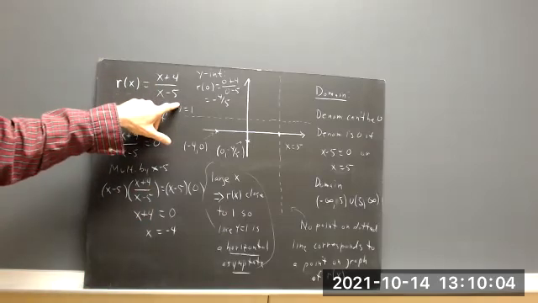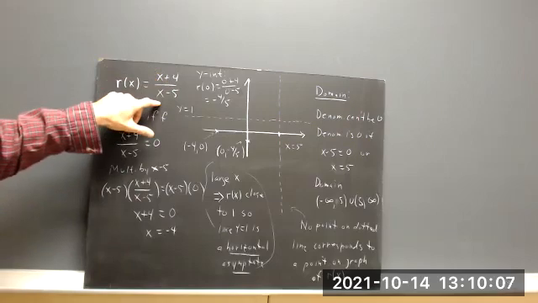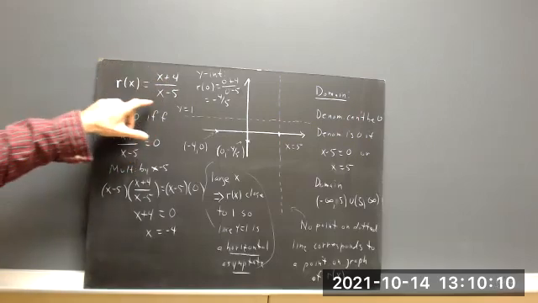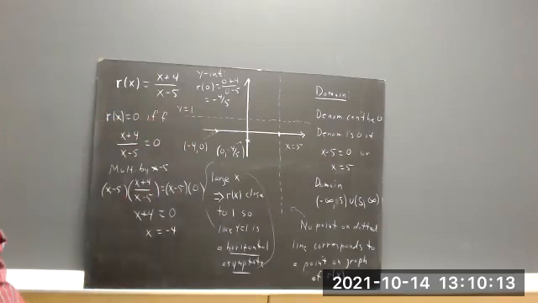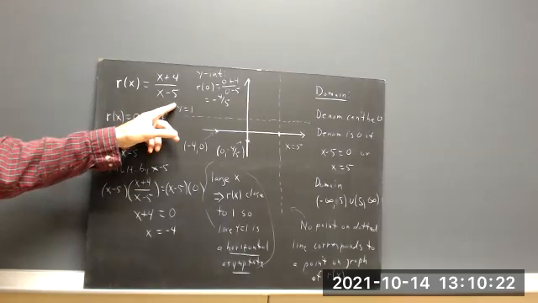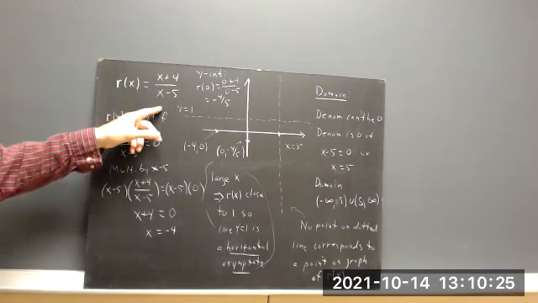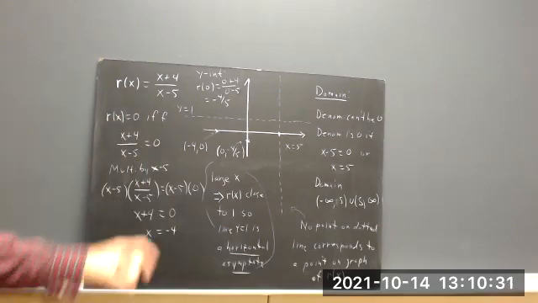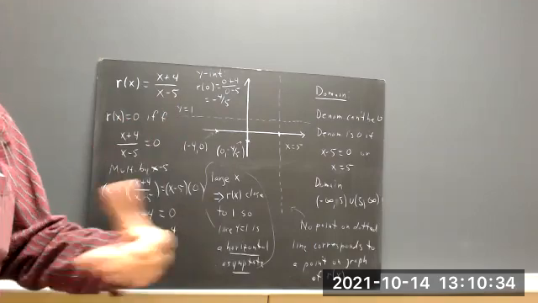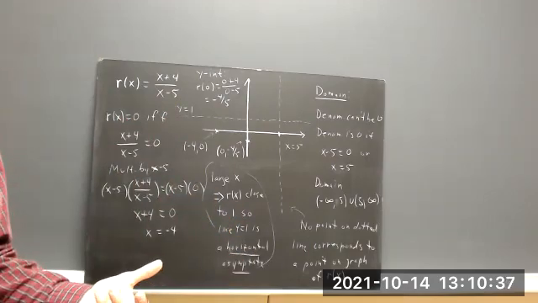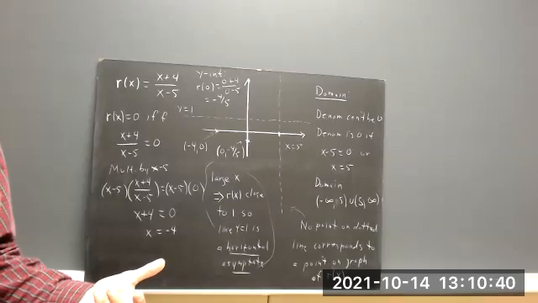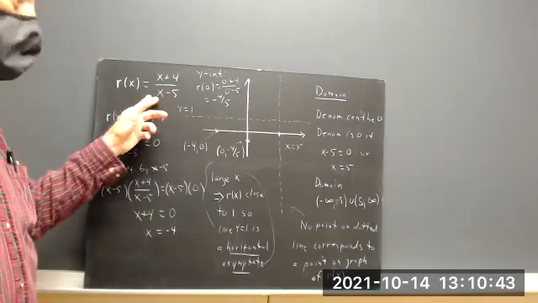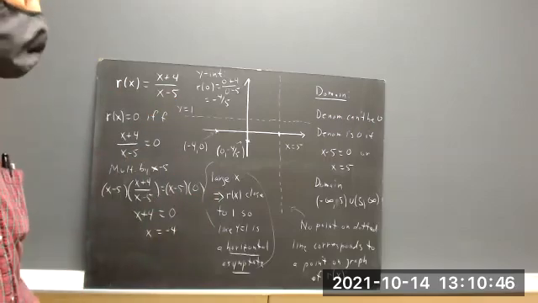Anyhow, by making x close enough to 5, this fraction gets as big as you like. So r of x approaches infinity, or negative infinity, as x approaches 5. Now, if x is less than 5, is this fraction positive or negative? If x is less than 5, is x minus 5 positive or negative? Negative. You're subtracting a bigger number from a smaller one, so you're going to get a negative.